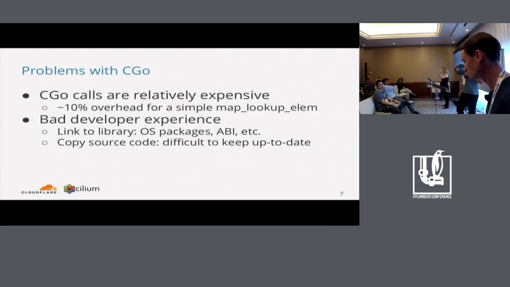Problems with cgo. The headline thing is that compared to just regular Go calls, a cgo function call is relatively expensive. So for a very simple use case like a map lookup, in the current implementation, we probably end up paying 10% more CPU time to just do a lookup. And really, the developer experience when using cgo isn't very good. If you want to call out to C somewhere, that C has to be built and bundled. You could link to the library dynamically if you want to, but then we need to solve the packaging problem, which isn't there yet.